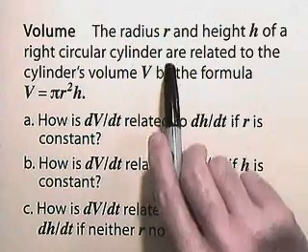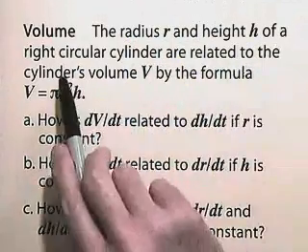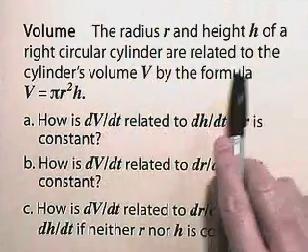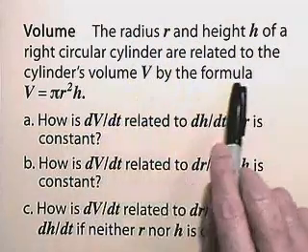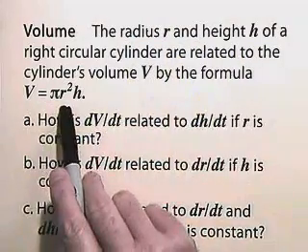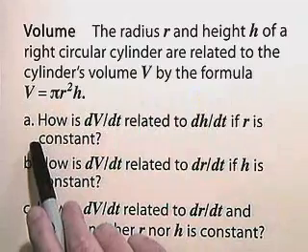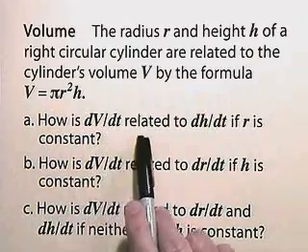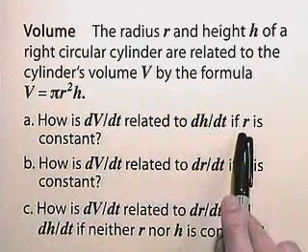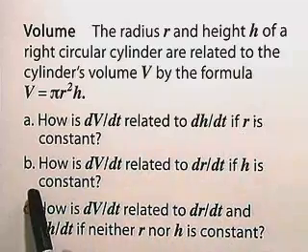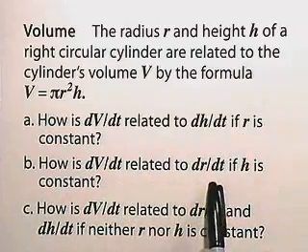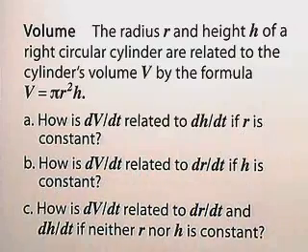Volume. The radius r and height h of a right circular cylinder are related to the cylinder's volume V by the formula V = pi r squared h. So A, how is dV/dt related to dh/dt if r is constant? B, how is dV/dt related to dr/dt if h is constant? And C, how is dV/dt related to dr/dt and dh/dt if neither r nor h is constant?